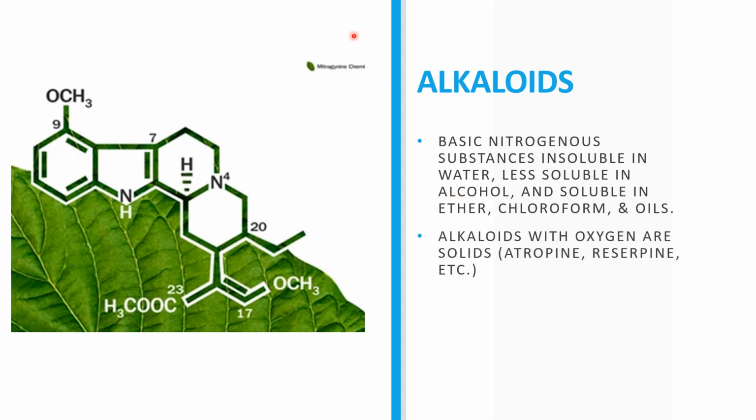Examples of this are atropine, reserpine, emetine, morphine, strychnine, and quinine. The alkaloids without oxygen are liquids. Examples of this are nicotine, pilocarpine, and lobeline. The important alkaloids, along with their source and major pharmacological actions, are shown in the slides to follow.